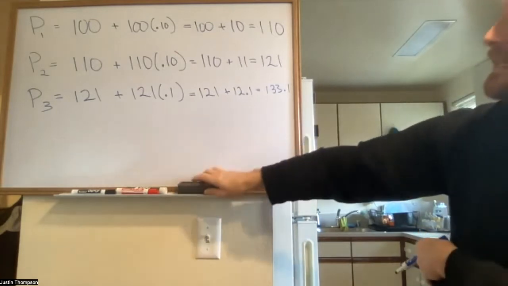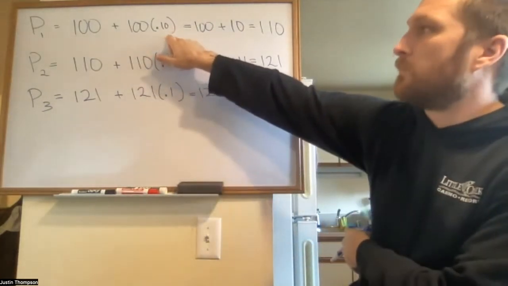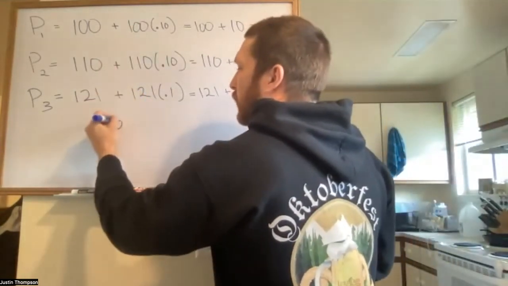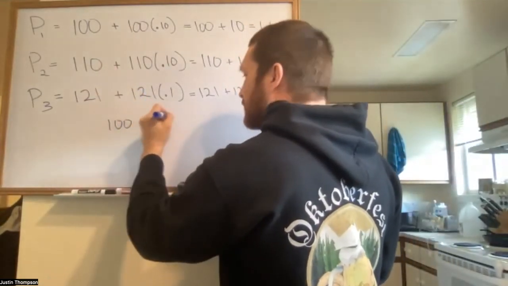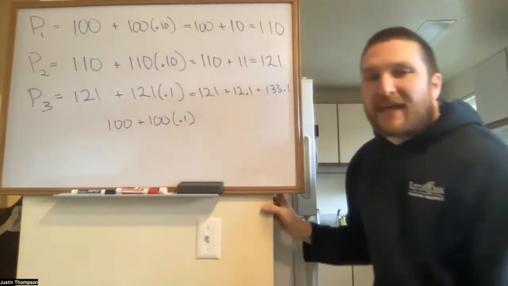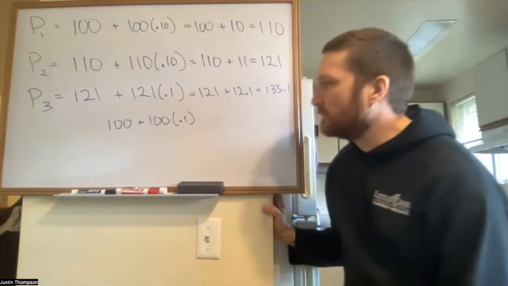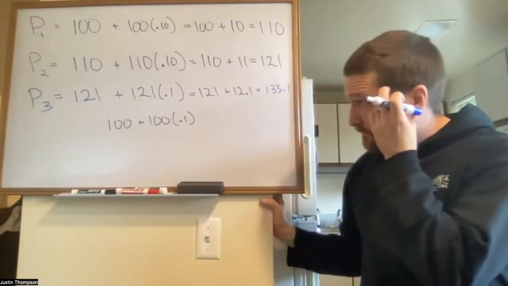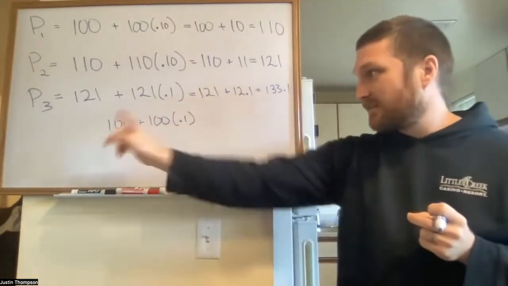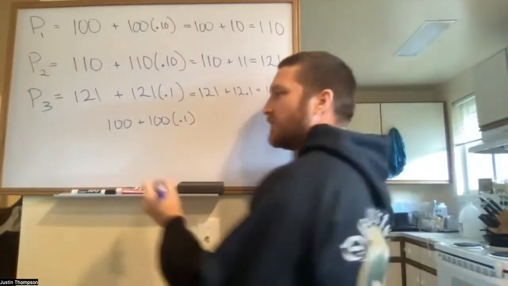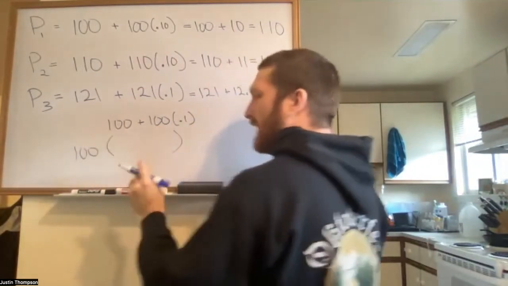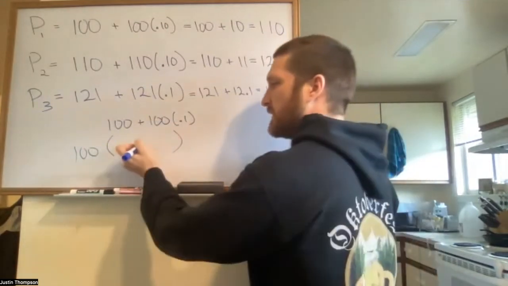In this first case, we could have rewritten this like this. Say, well, hold on. 100 plus 100 times 0.1. Can I factor anything out of that expression? Is there a common factor in each one of these? 100. 100. So I could pull out a 100, and what's left on the inside here? Something plus something.